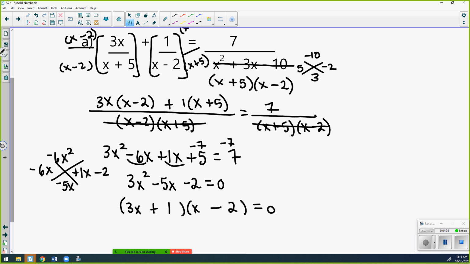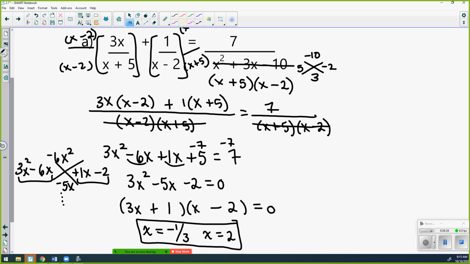Negative 2 goes first, 3x squared goes last, factor by grouping, and you're going to get down to 3x plus 1 and x minus 2. Okay, final answer here: x equals negative 1/3 and x is equal to 2.